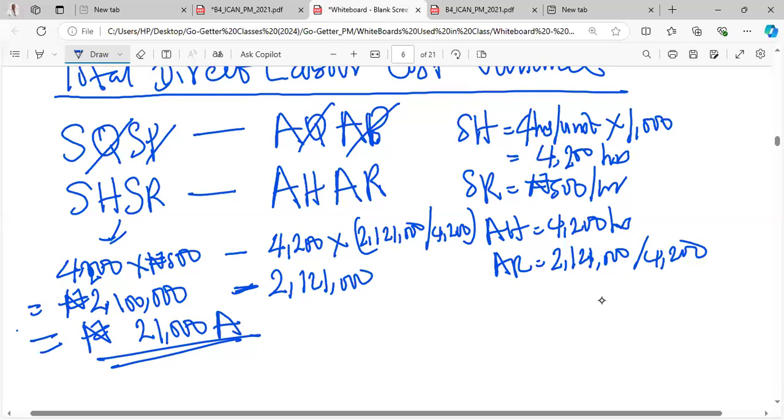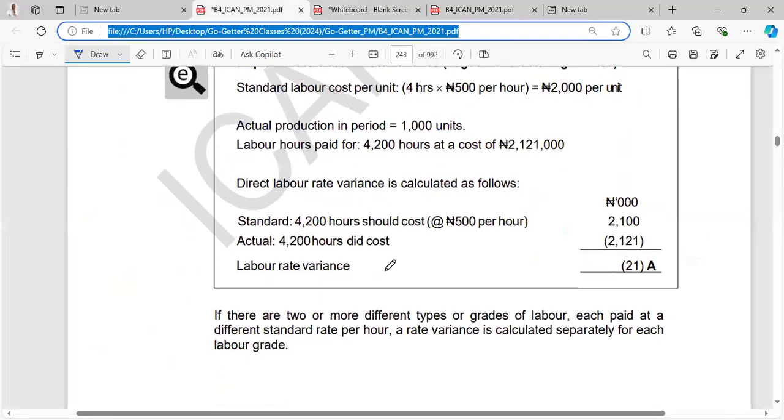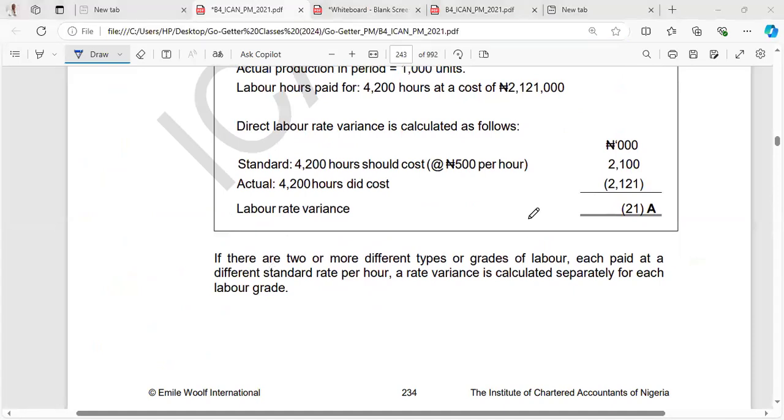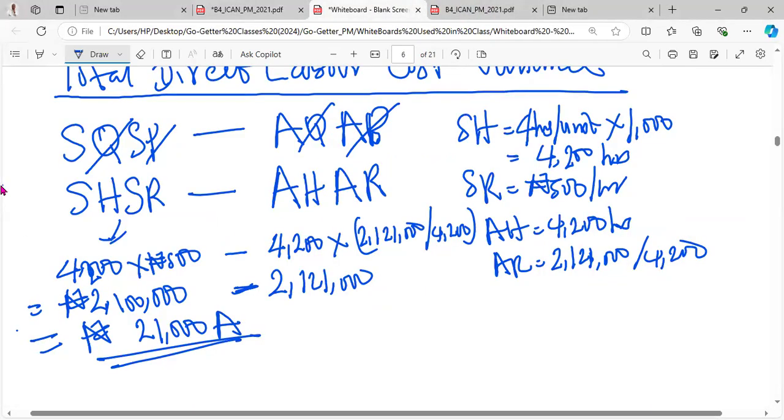So now it can be broken down into its components. Someone is still asking, 4 times 1,000 is 4,000, sir. I don't see where we are asking 4 times 1,000. This is 4,200. Where is the 4 times? 1,200 units.